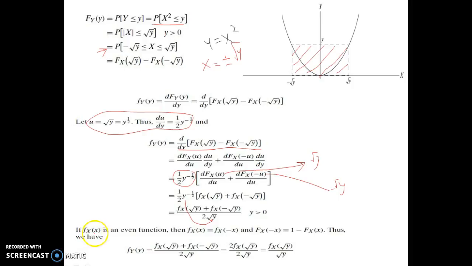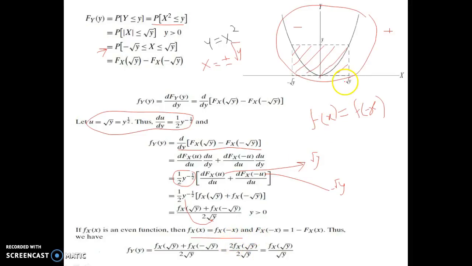Now if f of x is an even function, that is, it is symmetrical about the y-axis, like plus side and minus side identical, that is f of x is equal to f of minus x. If this is true, as it is mentioned here, we can simply write this, that f of root y and f of minus root y will be equal. So together this becomes 2 f of root over y.